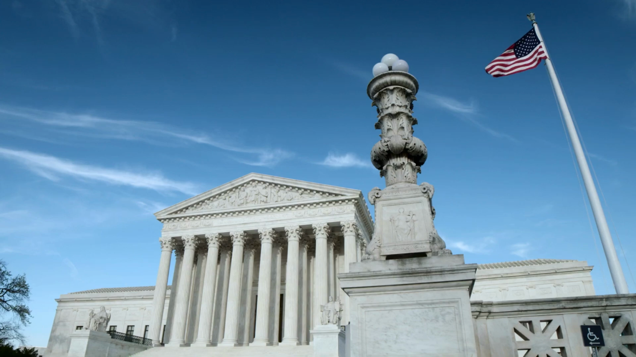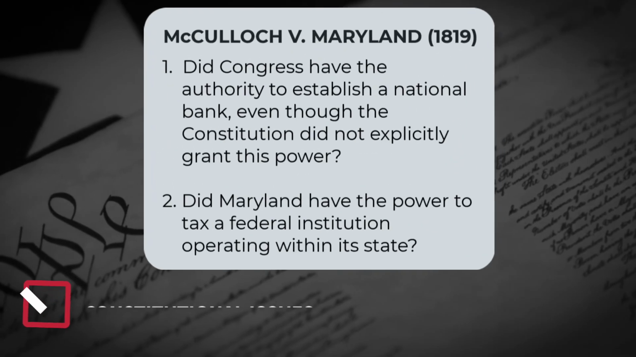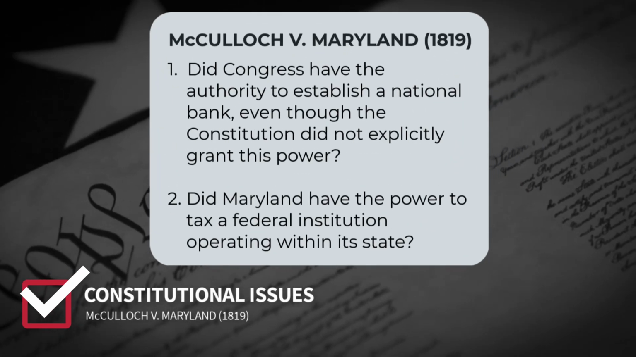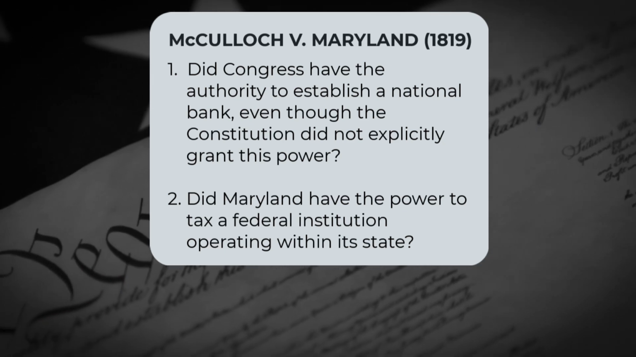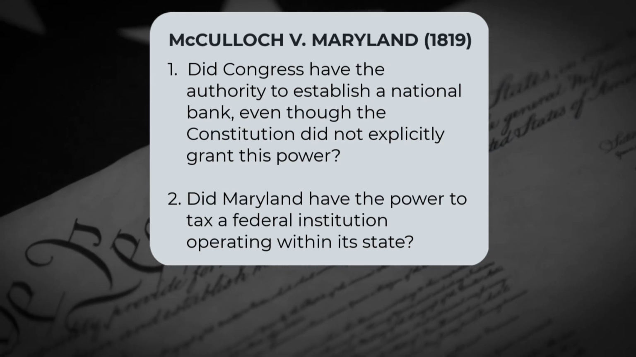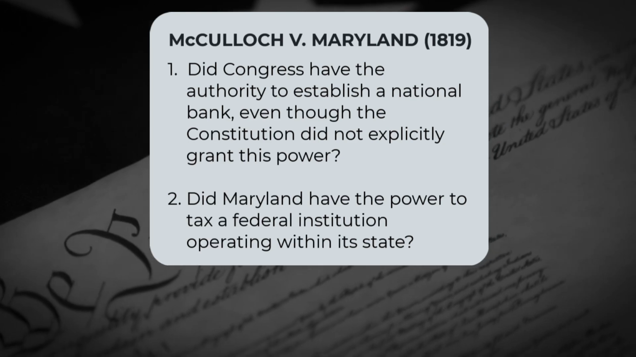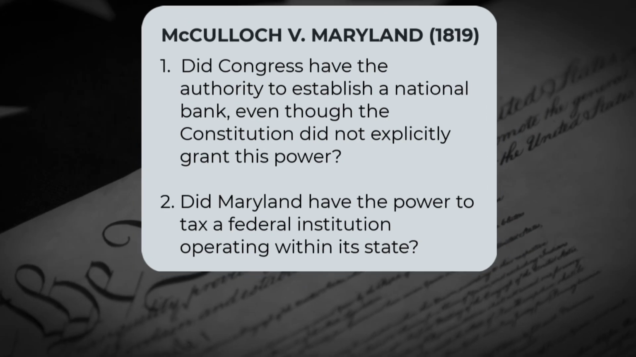James McCulloch, the branch cashier, refused to pay the tax, leading to a legal battle that made its way to the Supreme Court. The court faced two major constitutional questions. First, did Congress have the authority to establish a national bank, even though the Constitution did not explicitly grant this power? Second, did Maryland have the power to tax a federal institution operating within its state?